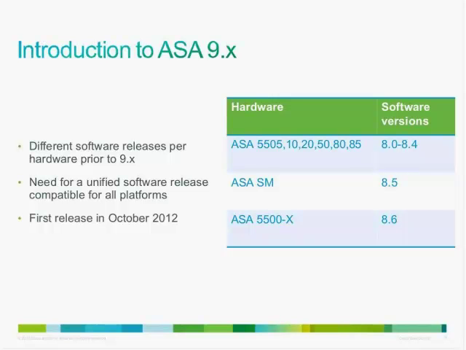So the major advantage of running 9.x is that we have a single unified software release that is compatible for all platforms, the old platforms as well, the ASA 5505s to 80, the next gen platforms, ASA 5500X, and our ASA module, the ASA SM as well. So it serves the major purpose of unifying all the platforms together so that we don't have to use different releases. And the ASA 9.x was first released in October 2012.